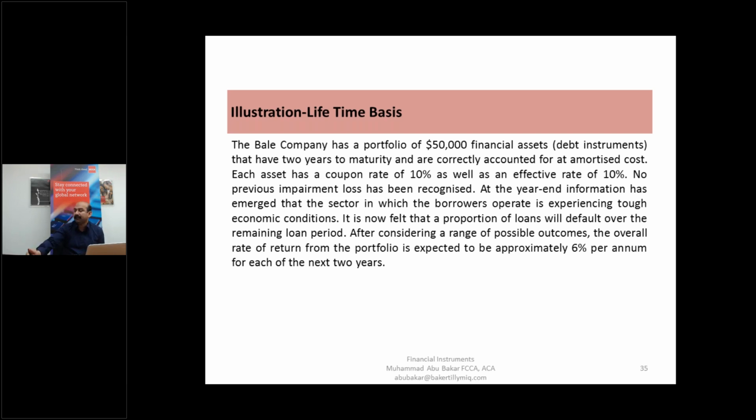What we expect here is that only 6% per annum will be received. Like, this is the expectation. After considering a range of possible outcomes, the overall rate of return from the portfolio is expected to be approximately 6% per annum, but in fact, it was 10%. Calculate the expected credit losses on a lifetime basis.